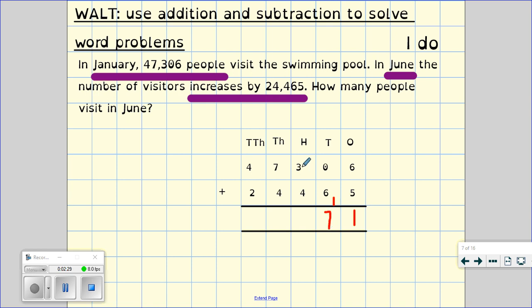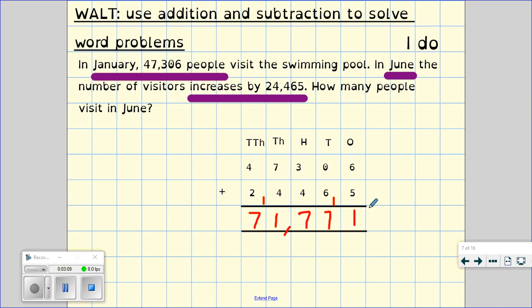In my hundreds column, 3 hundreds plus 4 hundreds, 700. My thousands, 7 plus 4. Again, we're going to do an exchange then, carry that 1 over, and then 4 plus 2 plus 1 is 7, so that's 70,000. So 71,771. So in January, there were 47,306. That number increased by 24,465 in June, which meant 71,771 people visited in June.